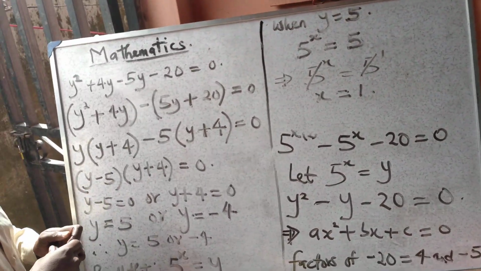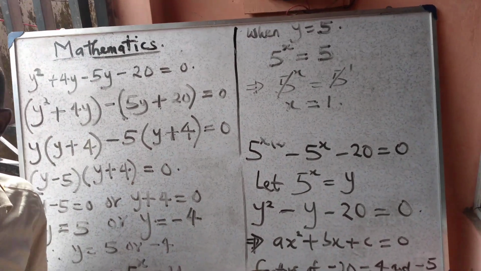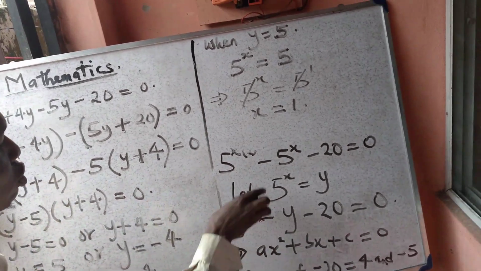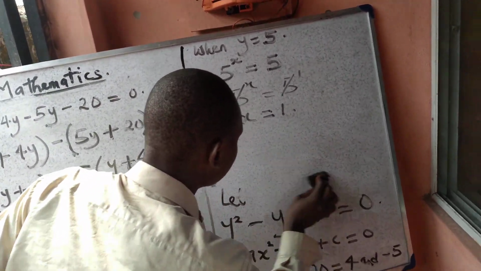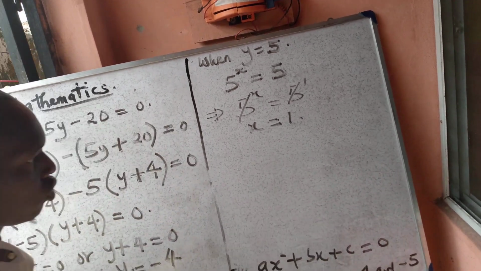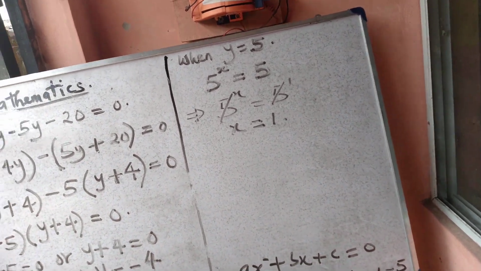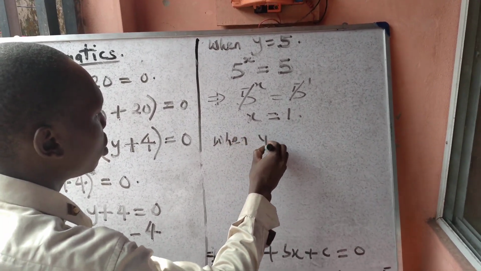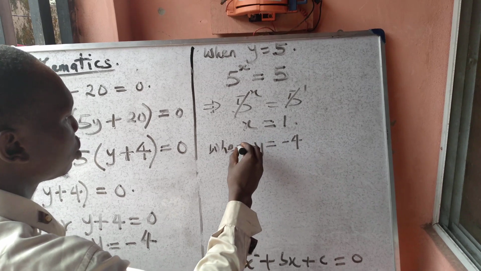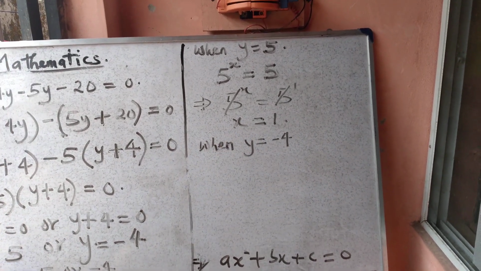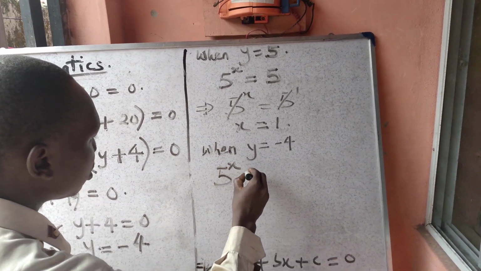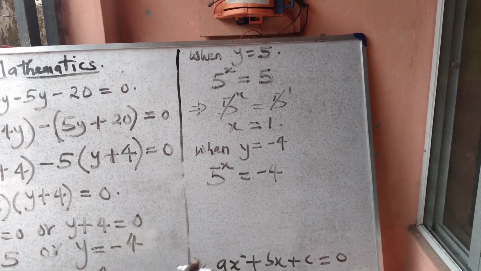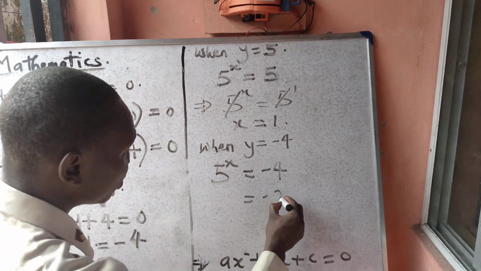Now, the next thing you look at, when y is equal to minus 4, what then happens? So you see that 5 raised to power x equals, in place of y, you write minus 4. How do you solve this? Express this in index form. This is minus 2 raised to power 2.